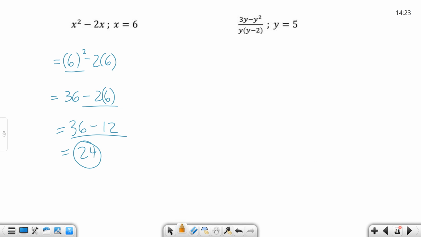So (3y minus y squared) over y times (y minus 2) when y equals 5. So we have this big expression there with a fraction and all this other stuff. So we're going to say 3 times something minus something squared over something times something minus 2. Right, so what goes into the blank? 5 for all those blanks, right, because they're all y's.